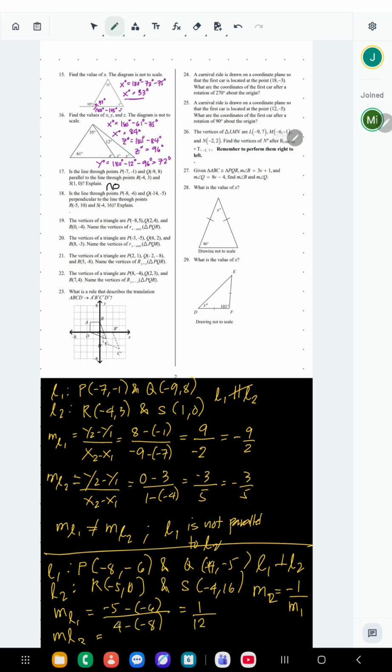Well, then line 2, 16 minus 0 over -4 minus -5. So this is 16 over -4, hold on. My bad. That is -14. So negative 14 minus 8. So negative 14 plus 8.